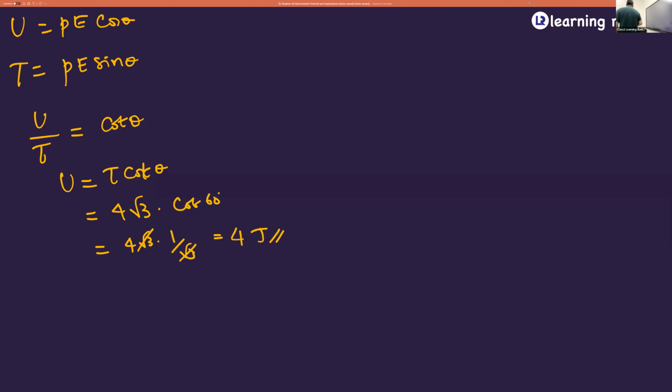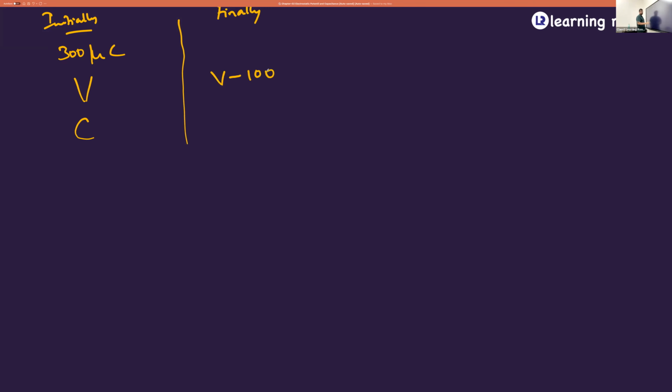So, what did they say initially? Always break it into two parts. What is happening initially? Initially, there is a charge of 300 microcoulomb when you connected a battery of potential V across an unknown capacitor of capacitance C. So finally, what happened? You reduced this by 100. So you made this V minus 100.